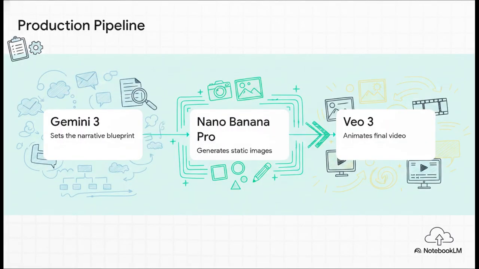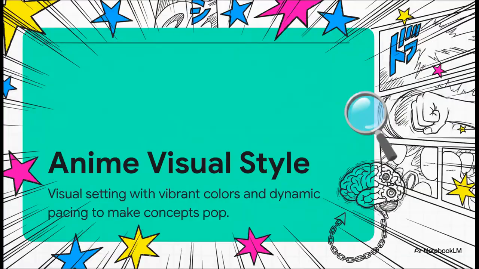And the reason it can replace a whole team is because there's a literal film production pipeline operating right under the hood. It's this flawless collaboration between 3 distinct AI models. Step 1, Gemini 3 acts as your creative director, analyzing the sources and setting the narrative blueprint. Step 2, Nano Banana Pro steps in to generate the specific static images and visual assets. And Step 3, Veo 3 takes all of that and animates it into a final fluid video. You also get incredible control over the aesthetic.